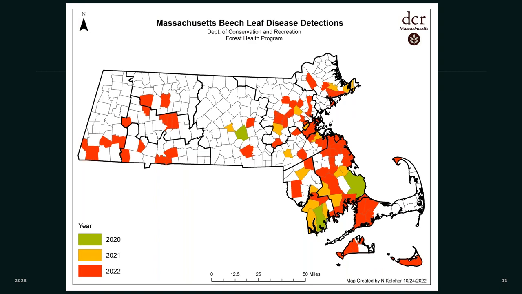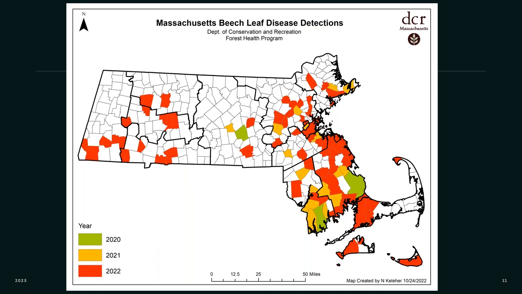On our story map, there's a beech leaf disease link that we have, a live map that we update throughout the season as we confirm new communities. And there's going to be a link in that story map that is directly to a reporting form where you can put in your information about the report you have, add any pictures, location data, and it'll come right to us and we can go out and either confirm it or say, oh, this isn't beech leaf disease yet.